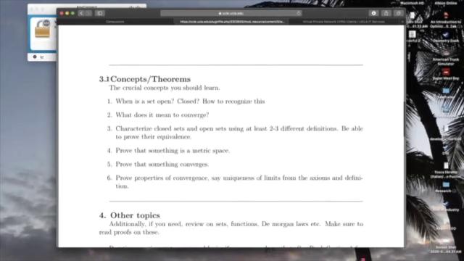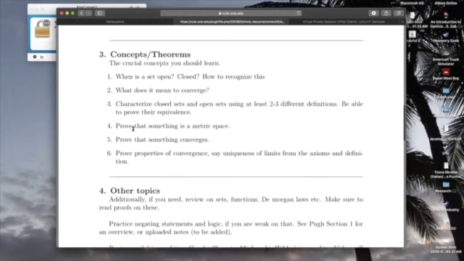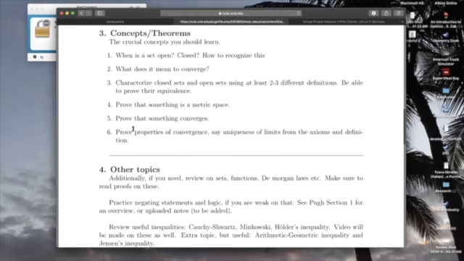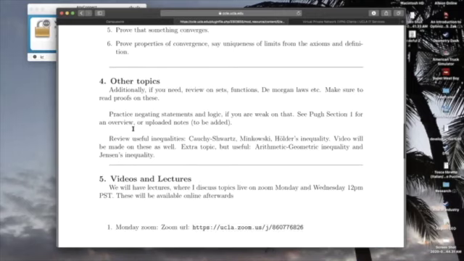Now, related to these concepts, there are theorems and there are open-ended questions that you should be able to answer. You should be able to tell when a set is open, closed, etc. What does it mean to converge? How do you prove that something has converged? Some of these are very open-ended, depending on the topic, but these are about skills and concepts that you should try to learn from the reading, from the lectures, etc.